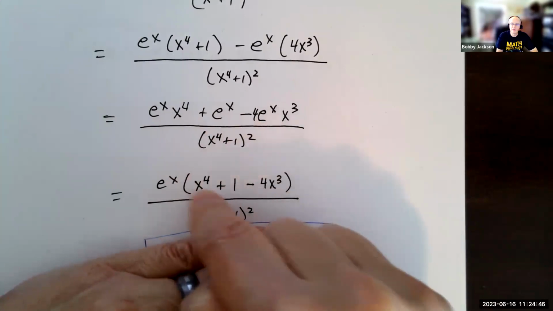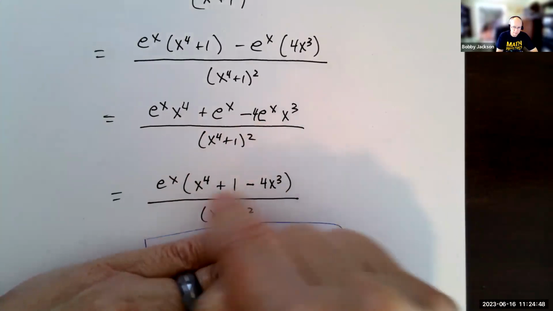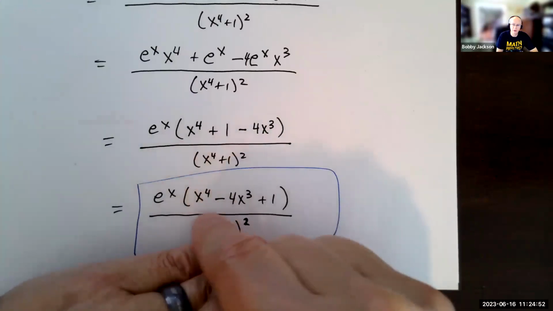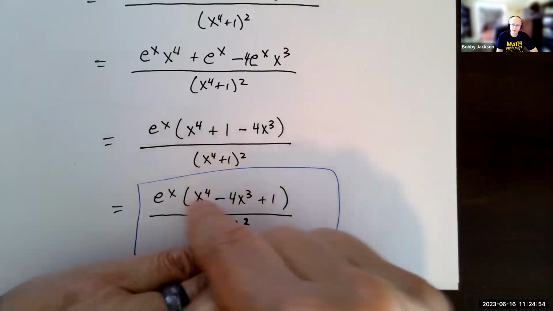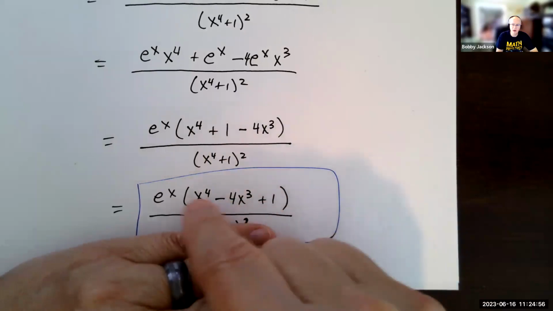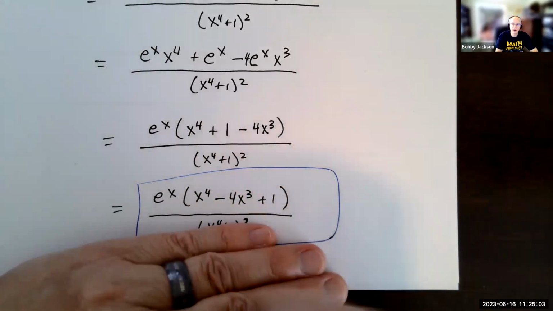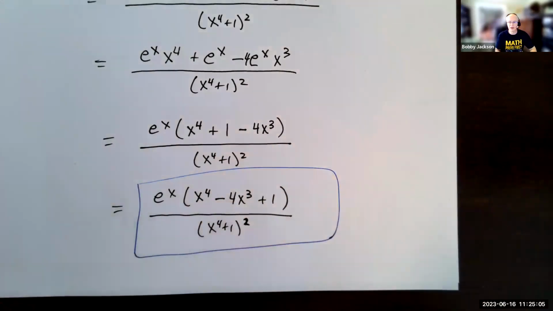And then if I could factor this any further, I would. I'm just going to rewrite this x to the fourth minus 4x cubed plus 1, write it in descending order. But there's no common factor there, and this is not in a form that looks like I can easily factor it. So I would stop there at that point, and this then would be your final simplified result. Okay, hope this is helpful for this problem.